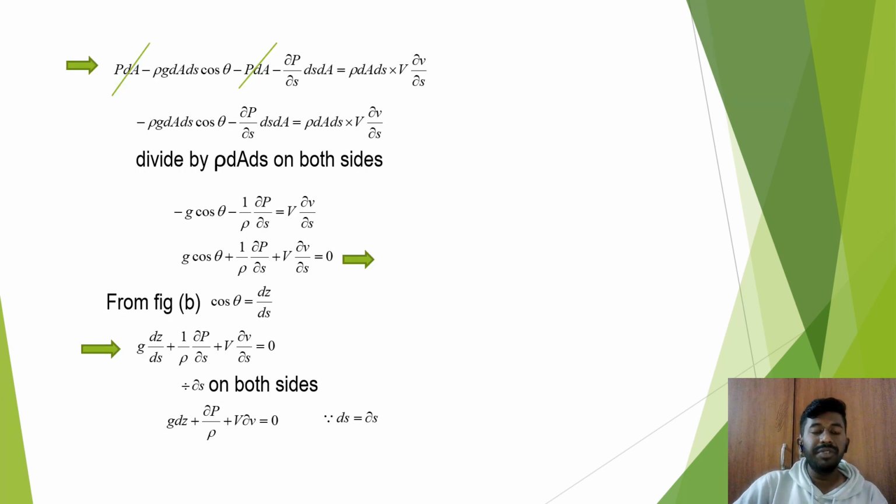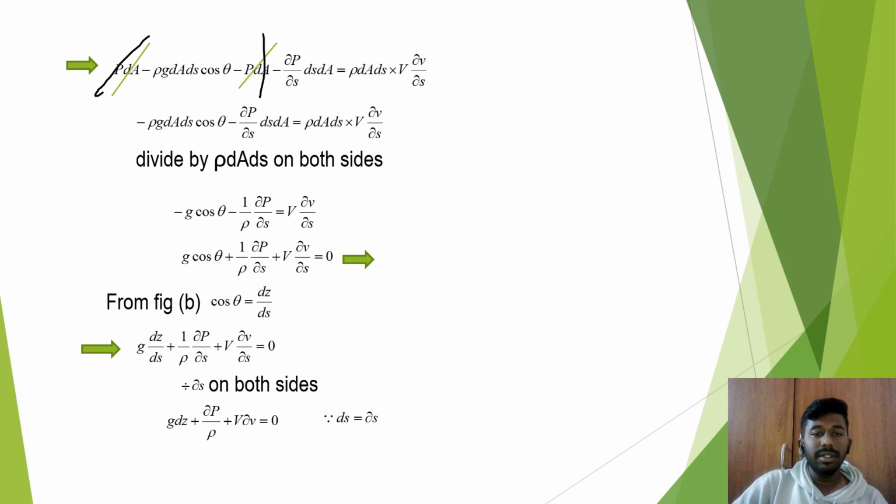On further simplification of the above equation, we get P dA minus rho g dA ds cos theta minus P dA minus del P by del s into ds into dA is equal to rho dA ds into v into del v by del x. Now P dA and minus P dA get cancelled. So we get minus rho g dA ds cos theta minus del P by del s into ds dA, which is equal to rho dA ds into v into del v by del x.